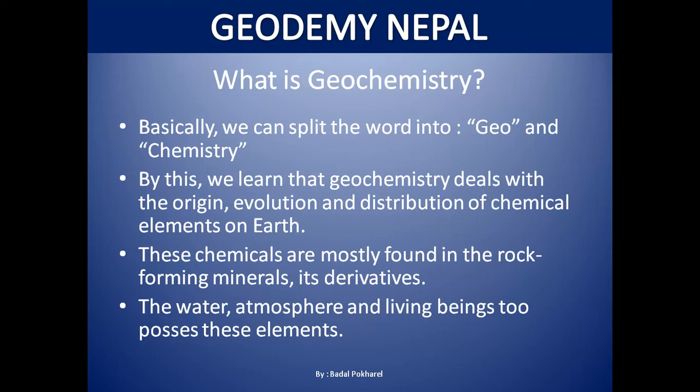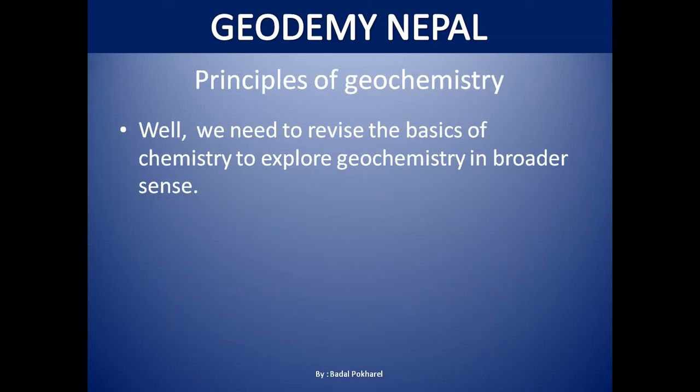The water, atmosphere as well as living beings too have this sort of elements. Like in our body itself we have many elements, and if we talk about the atmosphere, we know that 78% of the atmosphere is occupied by nitrogen, nearly 20% is occupied by oxygen, and even carbon dioxide, which is a compound, occupies a certain portion of the earth's atmosphere. So we need to be aware of these things before we dive into geochemistry.